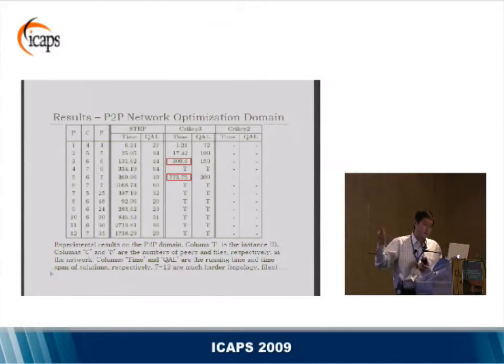But numbers 7 to 12 are actually very difficult problems because there are a lot of files, and almost every computer will require all the other files from all the other computers. So it's a lot of concurrency.